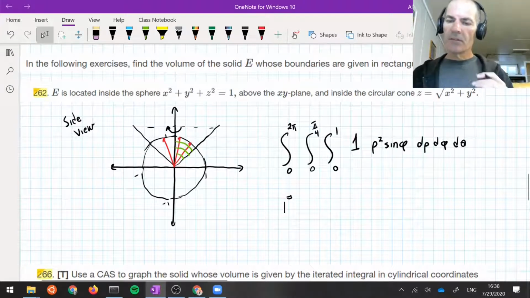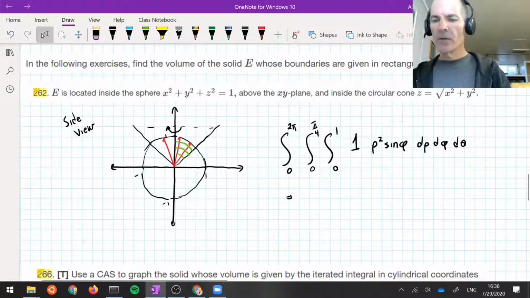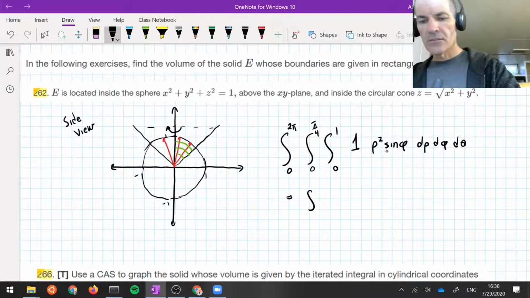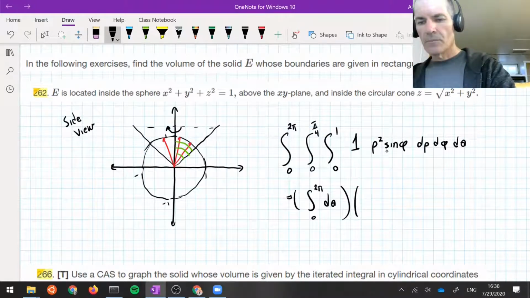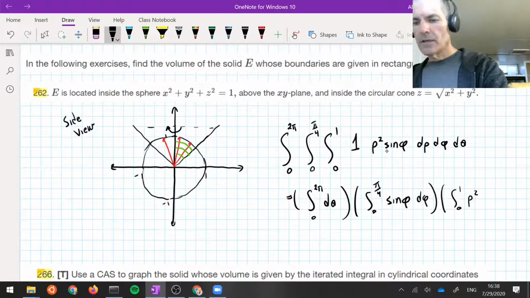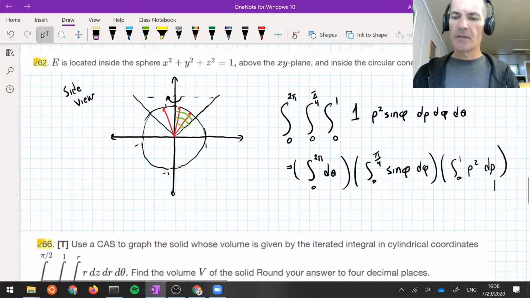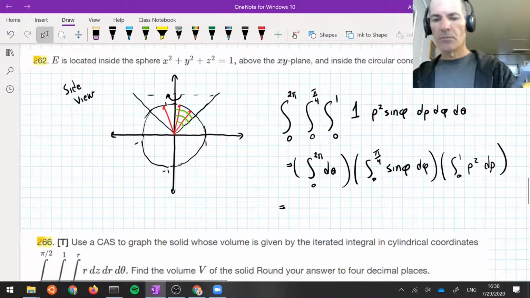Once again, because the limits are constant and the integrand is separable into each of the different variables, we can separate this out into 3 different integrals. 0 to 2 pi d theta times 0 to pi over 4 sine of phi d phi. And then finally 0 to 1 rho squared d rho. And you can do each of those single integrals individually and multiply the results.